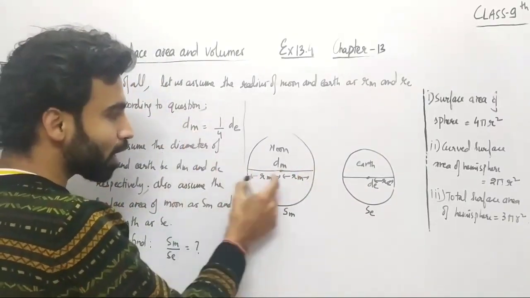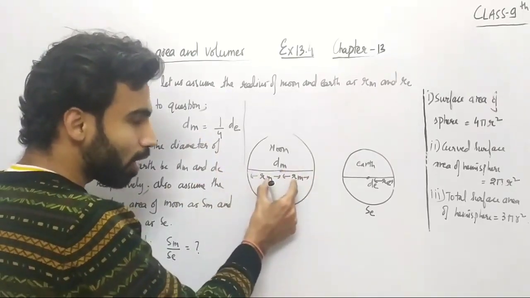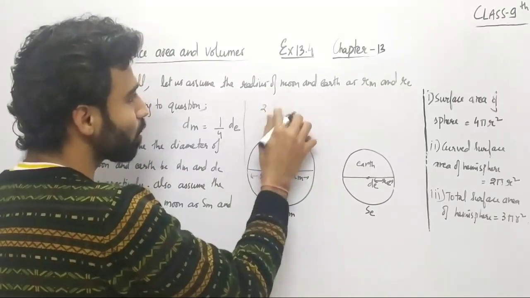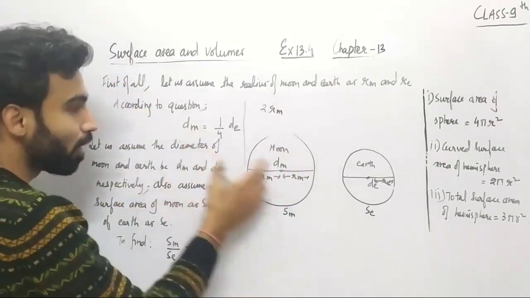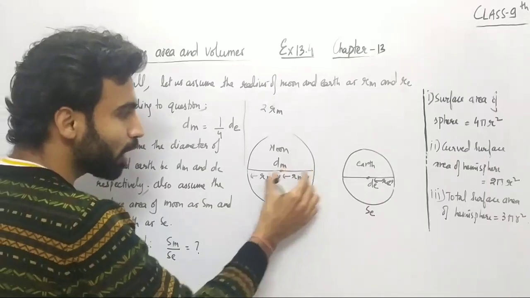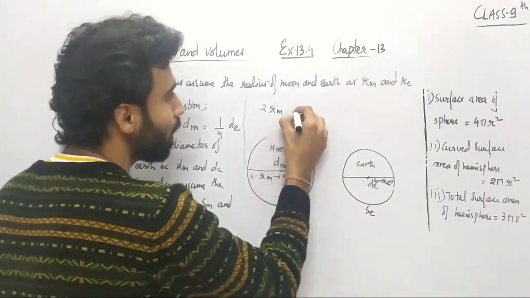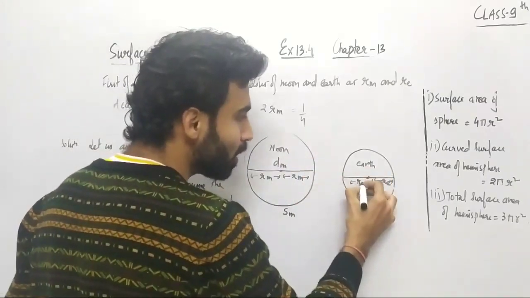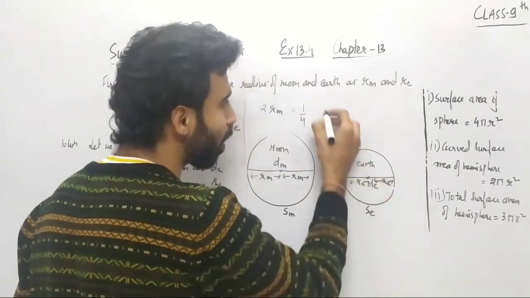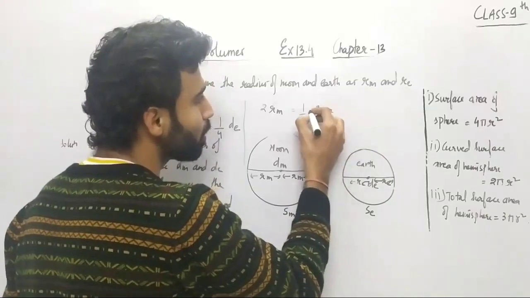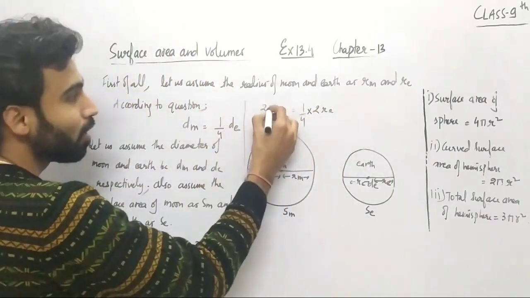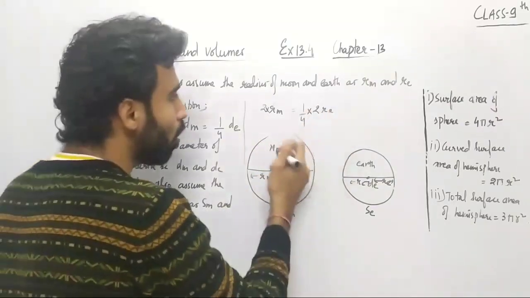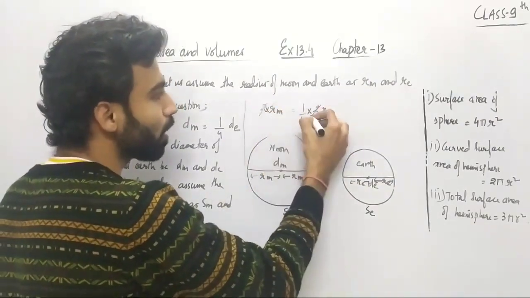So in place of diameter of moon, what will I put? Twice of rm, that is the radius, right? So in place of diameter, I put twice of the radius of moon, right? So diameter of moon is made of two radii of the moon, right? Then equal to 1/4. Now the diameter of earth is made of what? Twice of the radius of earth. So you can see we have the diameter of earth, right? So now if I just solve this, you can see 2 and 2 cancel out.